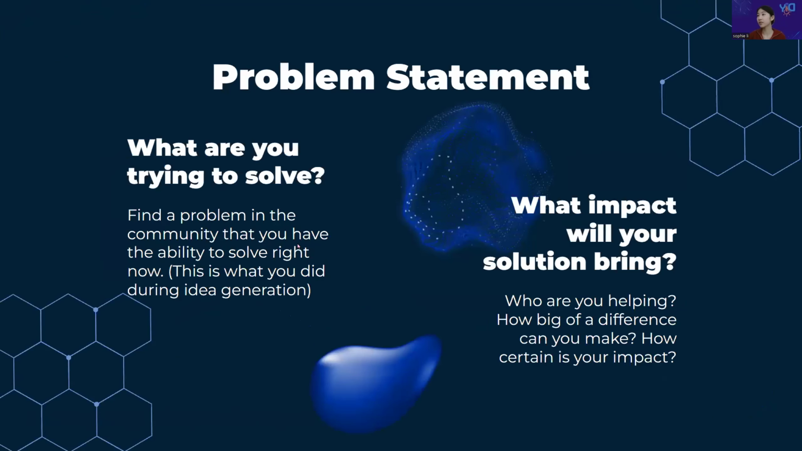All right. Third slide, and this is important, is the problem statement, because every solution needs a problem. Every product holds no value if it's not solving some existing problem or taking advantage of some existing opportunity. So you need to tell us what you're trying to solve. And notably, you need to find a problem in the community that you actually have the capacity to solve right now as a high school student using your AI powered solution. And this is what you'll be doing during your idea generation process. You'll be coming up with a bunch of ideas and picking the best one that you can provide a solution to.